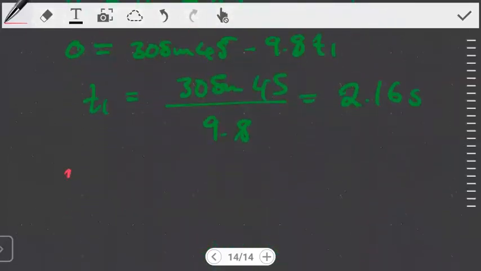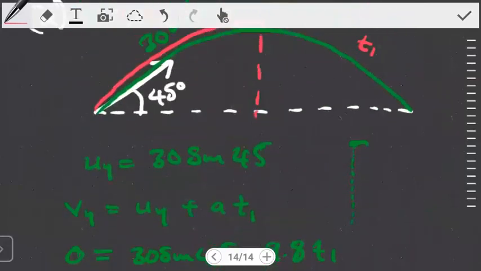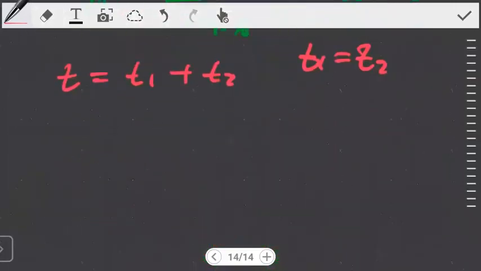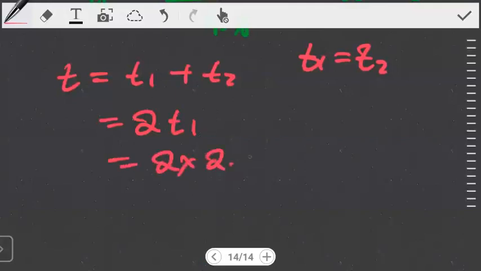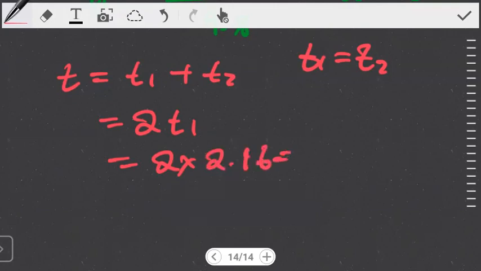So the total time t will be the sum of t1, the time for going up, plus the time for coming down, or just double them. Since t1 is the same as t2, let me keep this as t2. So since t1 is equal to t2, this is just double t1, and this becomes 2 times 2.16, and this quickly gives us 4.33 seconds. This becomes the total time of flight.